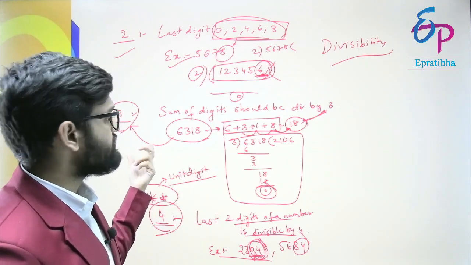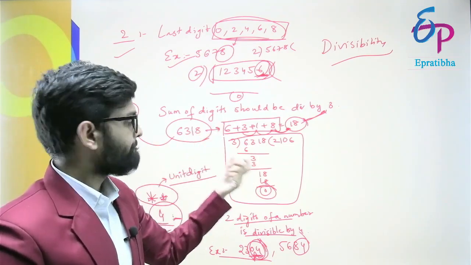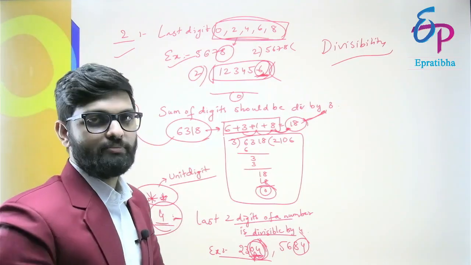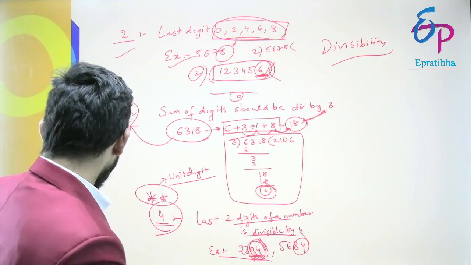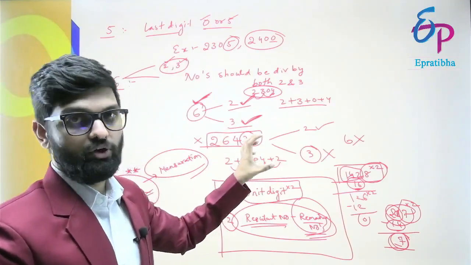How can you tell whether a number is divisible by 3? The sum of digits should be divisible by 3. And how can you tell whether a number is divisible by 4? The last two digits should be divisible by 4. How can you tell whether a number is divisible by 5? The last digit should be 0 or 5.